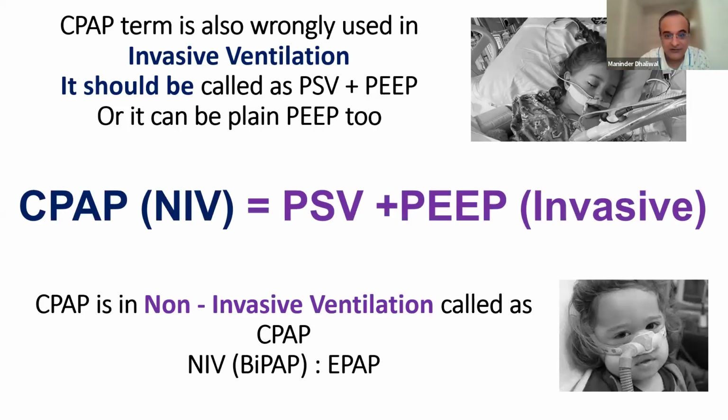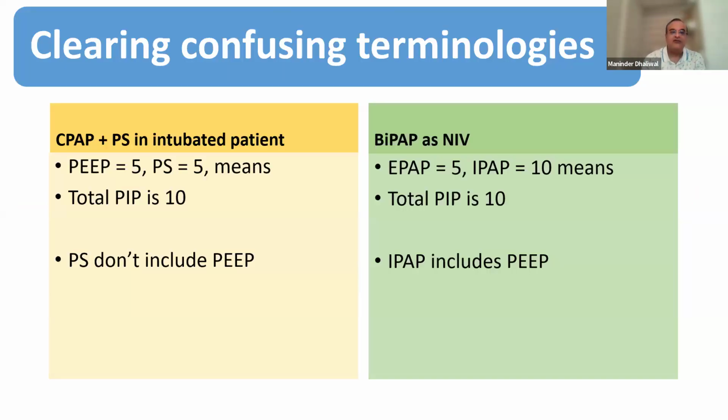So this we have already discussed. Clearing the terminologies: CPAP plus pressure support in an intubated patient. Over here, PEEP is 5, pressure support is 5. Whereas BiPAP, over here, EPAP is 5, IPAP is 10. So total PIP is 10. So here PS does not include the PEEP. Just to tell you the difference between using it in an intubated patient and using it in a patient who is on NIV.